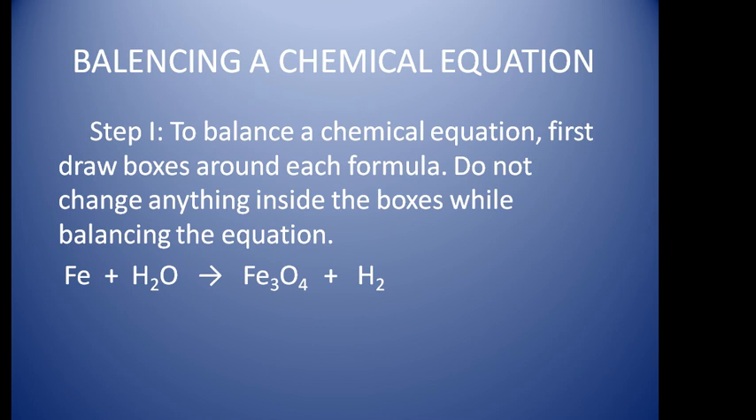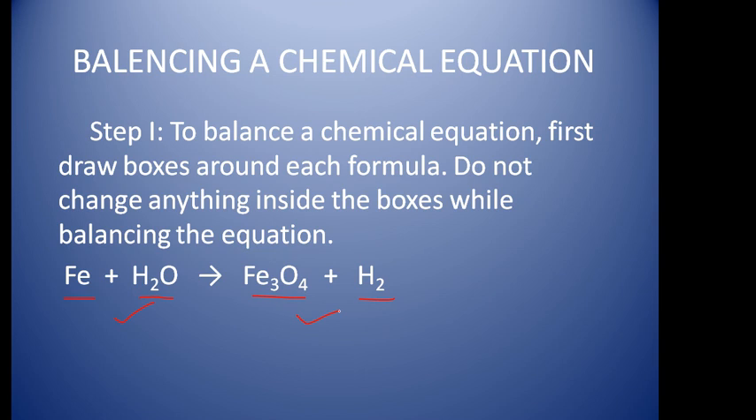Now, how will we balance a chemical equation? Try to understand how we will balance a chemical equation. Step by step, I am going to discuss this. Take one example. I took this example. Fe, iron, H2O, Fe3O4 and then H2. These two are the reactants and these two are the products.